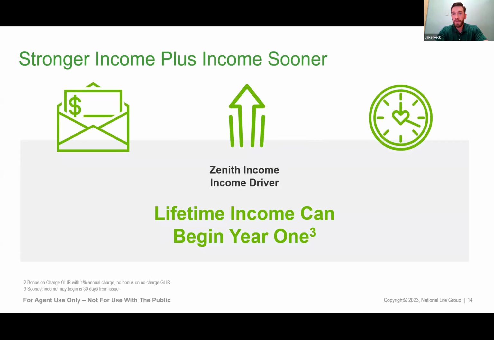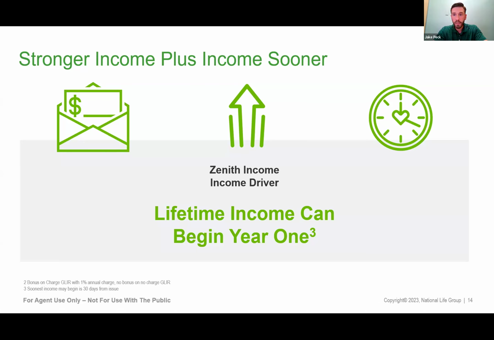So one thing with Zenith Income and Income Driver that we changed, if you have been, I know you guys haven't sold a ton of annuities with us on the team, but just know that they can start income as soon as 30 days after they purchase the policy. That's not the norm in the industry. Most of the time you have to wait a year and then you can start accessing guaranteed income with these income products.